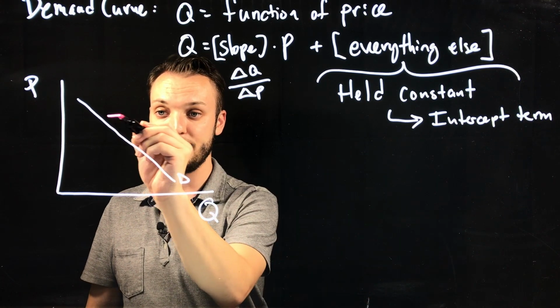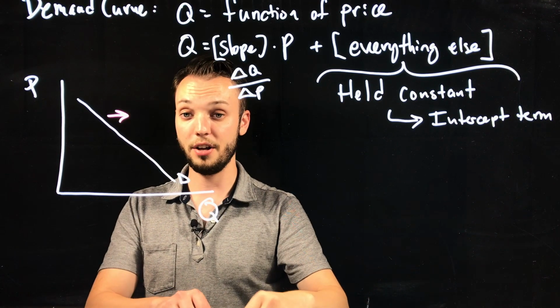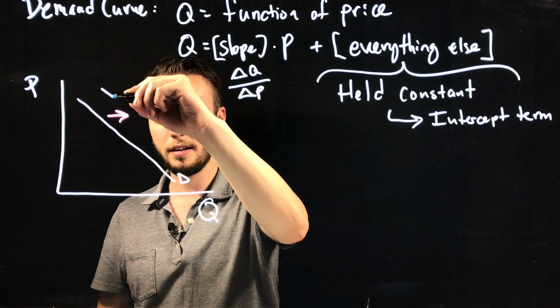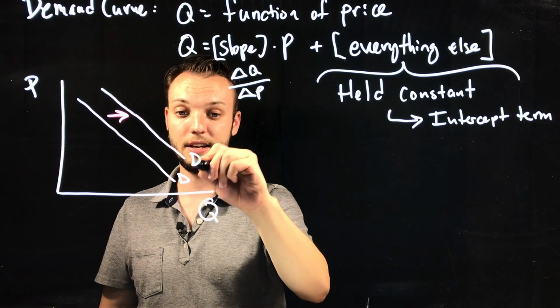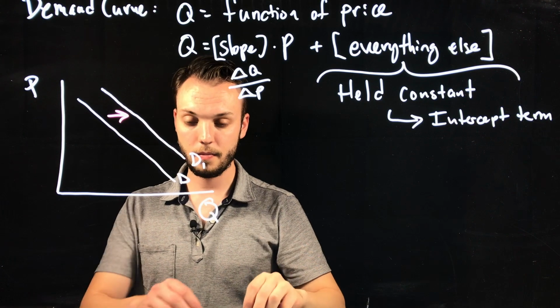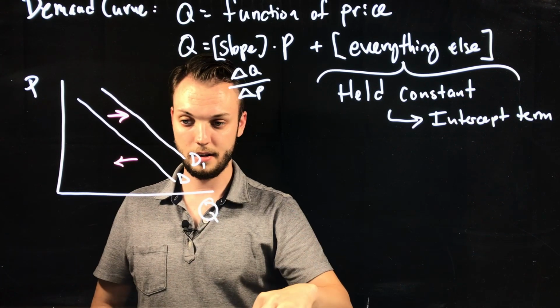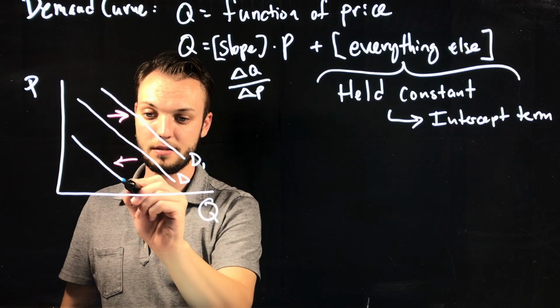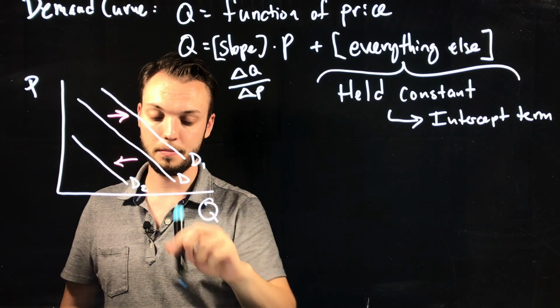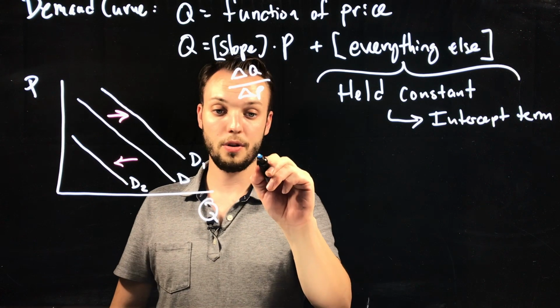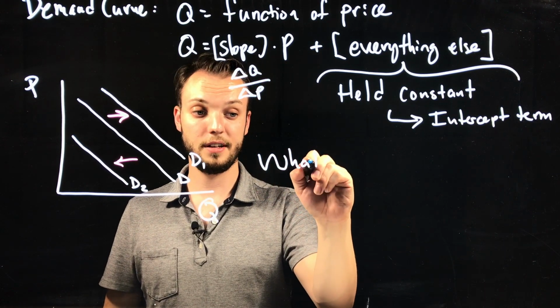So we might have a case where there's what we call an increase in demand. The demand curve shifts to the left, and I'll say this is D1. Or we could have a decrease in demand. I'll just say this is D2. Okay. So the question is, well, what causes a shift in the demand curve?